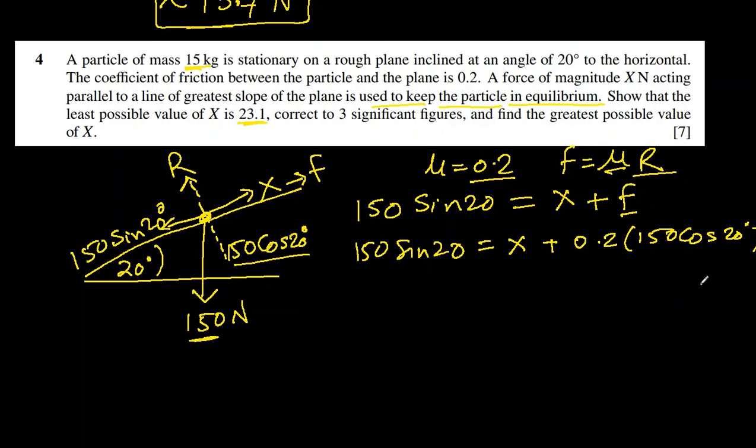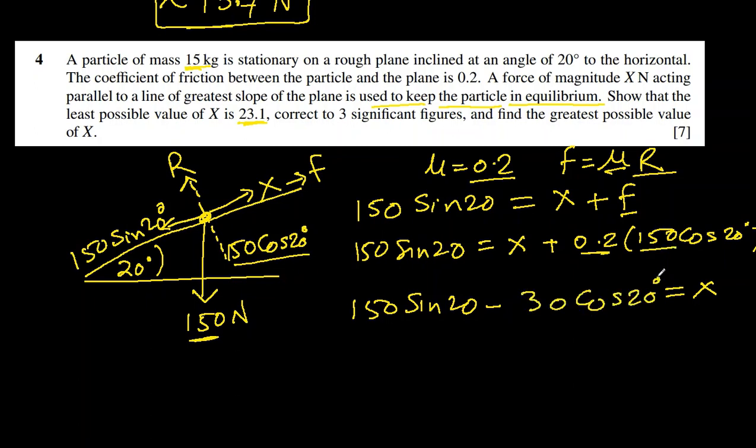Alright, so let's keep x to the right side and bring the other one to the left. So 150 sine 20 minus 0.2 times 150, which is 30, 30 cos 20. And I'm sure when you put this in a calculator, you will get what they want, 23.1. This will be the answer you'll get. You can confirm with your calculator, please.